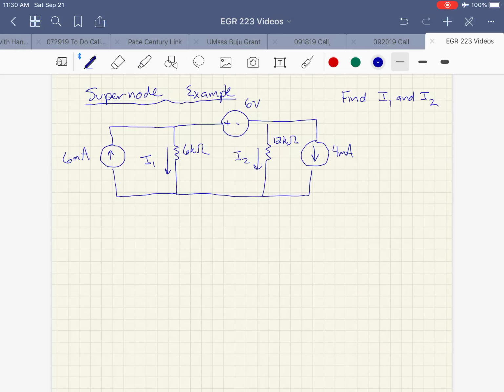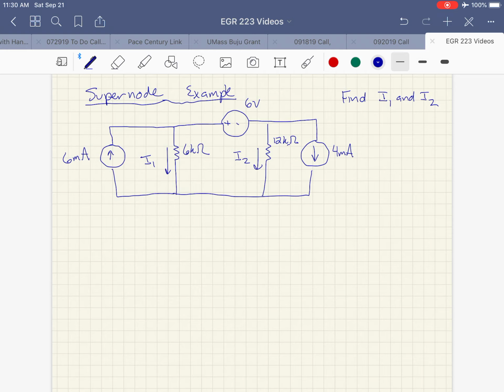All right, this is a supernode example. This is the same example we did in class, and I've got a little circuit drawn here. Now, we've got a 6 milliamp current source. We show an I1, which is the current through the 6K ohm resistor. We show a current I2, which is the current through the 12K ohm resistor. Both of those currents are in the downward direction.